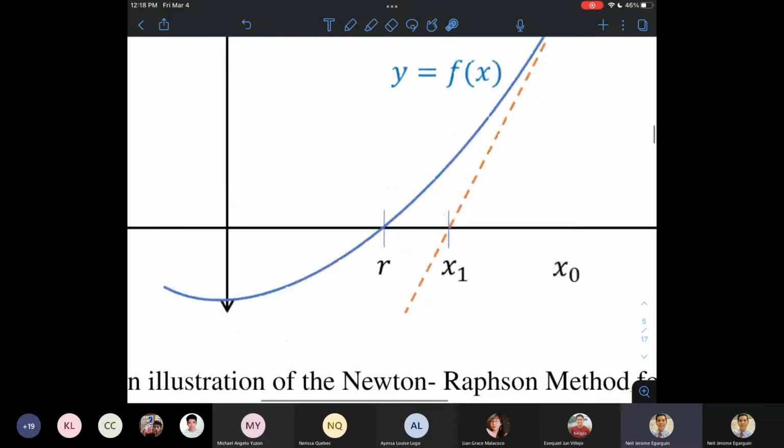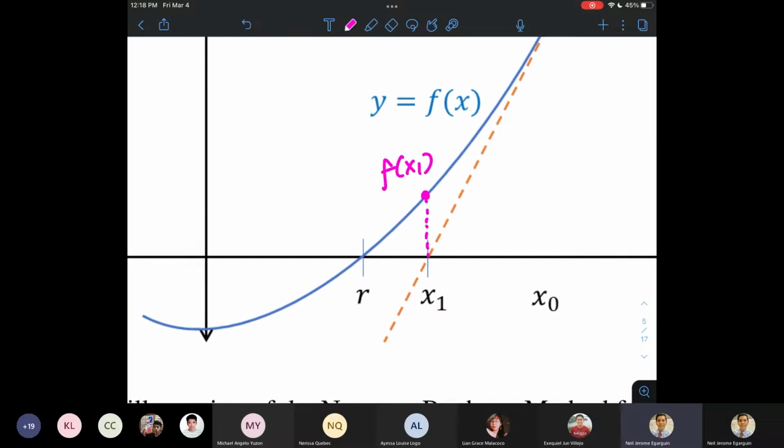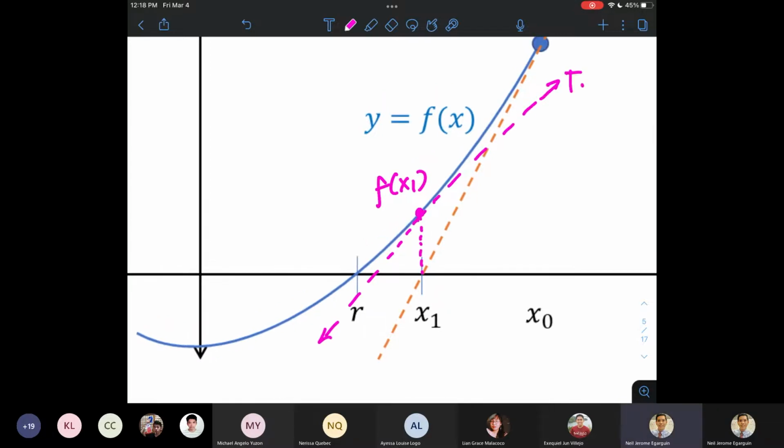So ganun ulit. Kunin ko yung f of x sub 1, andito siya. Tapos kunin ko yung tangent line passing through x1, comma, f of x sub 1. Ito yung tangent line na yon. Okay? So, yung tangent line na yan, kukunin ko yung x-intercept. This would be my x sub 2. And then you continue the process.